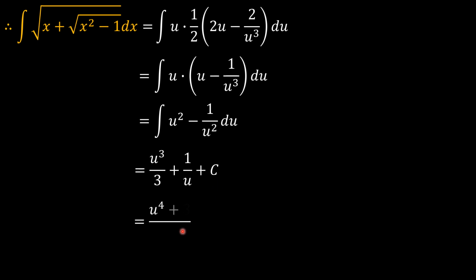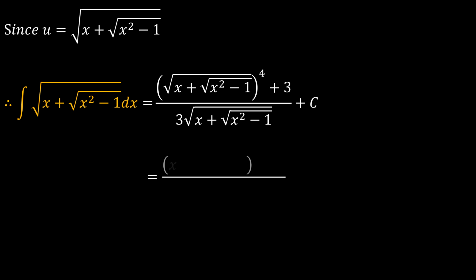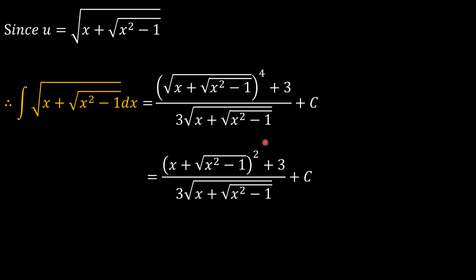You could simplify the expression in terms of u so that we have (u to the power 4 plus 3) over 3u. Now, an important thing: since we had set u to be equal to the square root of x plus the square root of x squared minus 1, what we can do now is plug in where u is with the square root of x plus the square root of x squared minus 1, and this is easy. We can simplify it further, but I could just leave the expression the way it is.